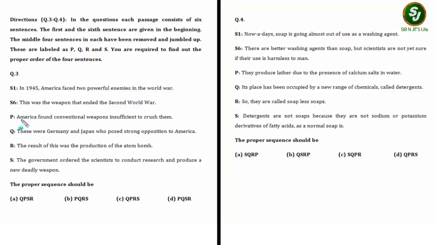So option P and Q have already gone. So let's check out option R. The result of this was the production of the atom bomb. And after that, the government ordered the scientists to conduct research and produce a new deadly weapon. Now you see in sentence R, it is talking about the atom bomb, and in sentence S, it is telling us to introduce a new deadly weapon. So which will come first? Definitely S will come first. After you tell someone to introduce a deadly weapon, after that you have introduced the atom bomb. So sentence S will be the fourth statement, right?